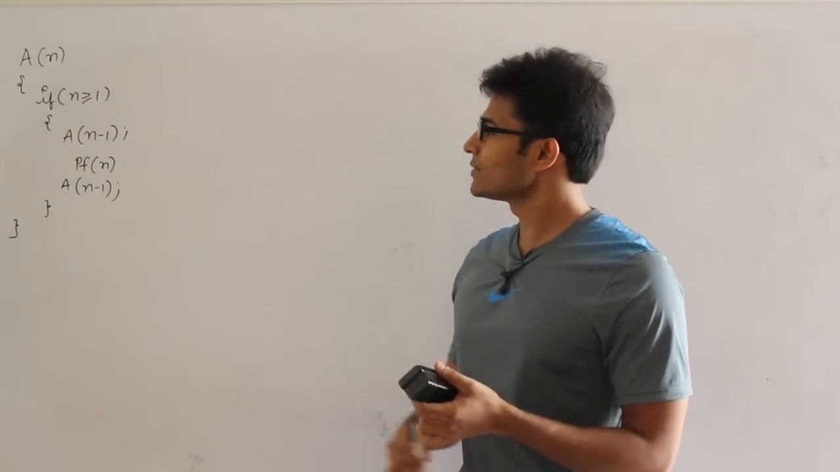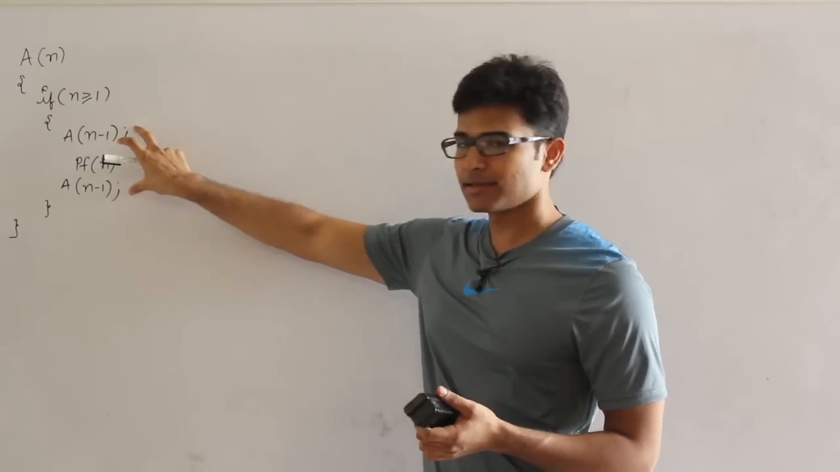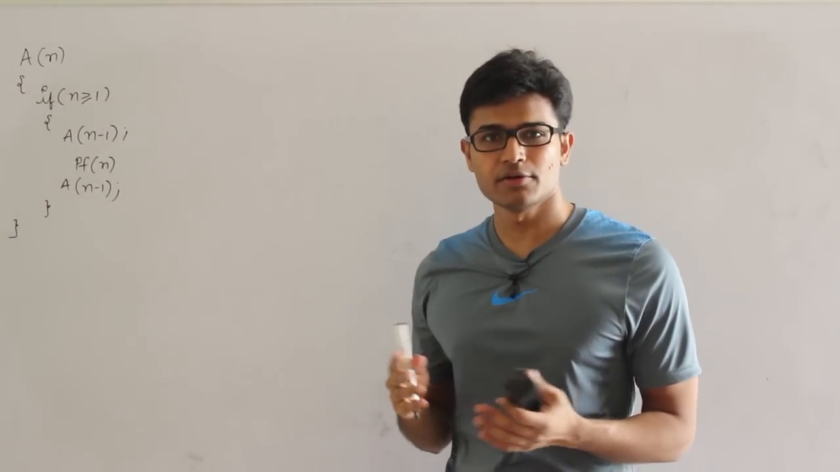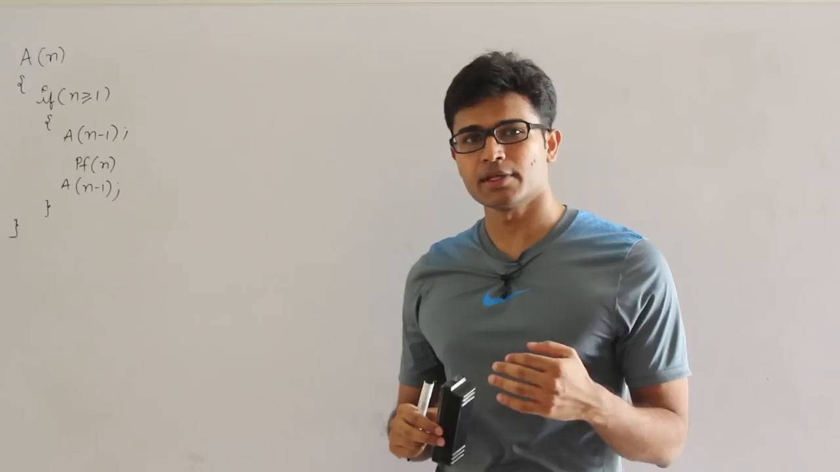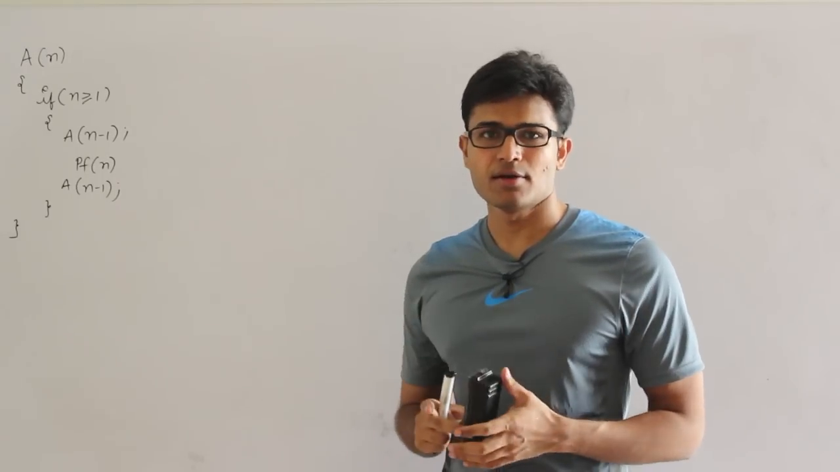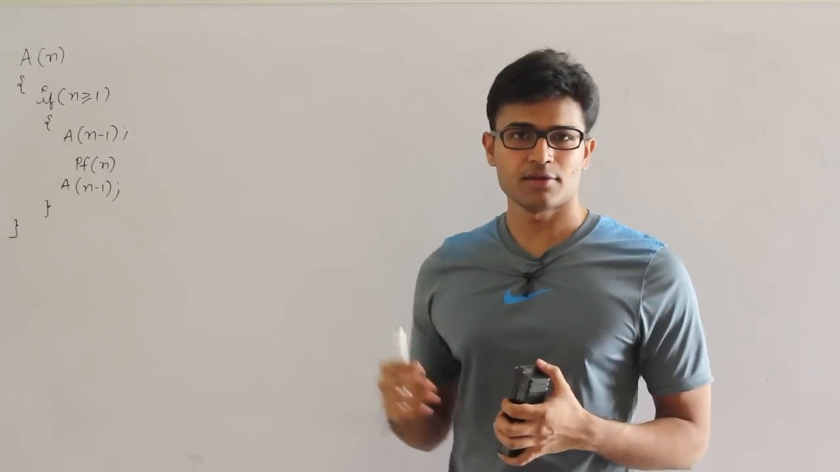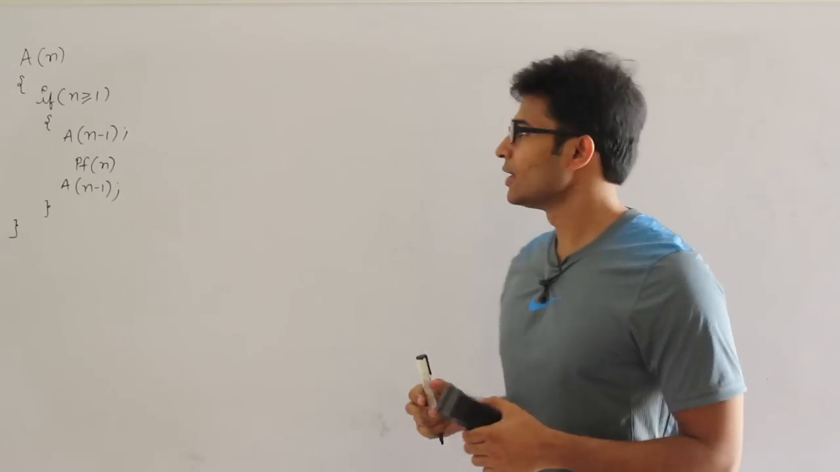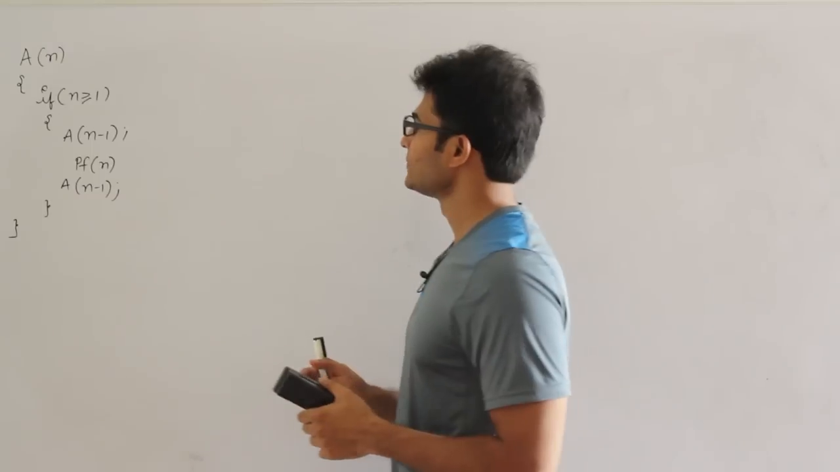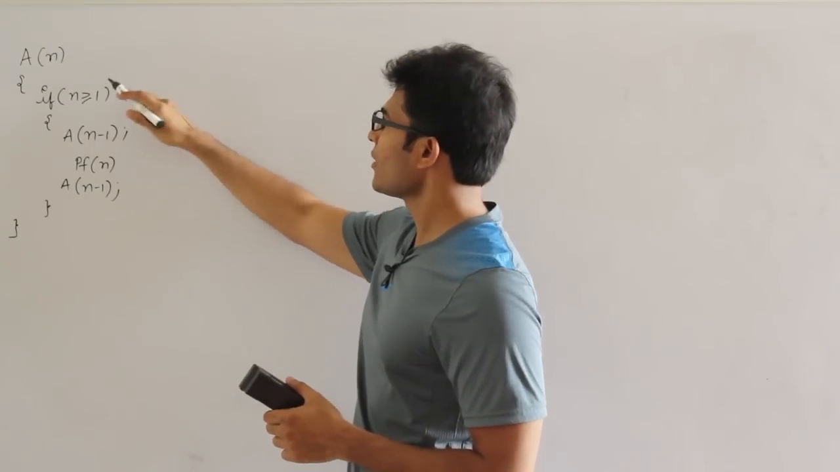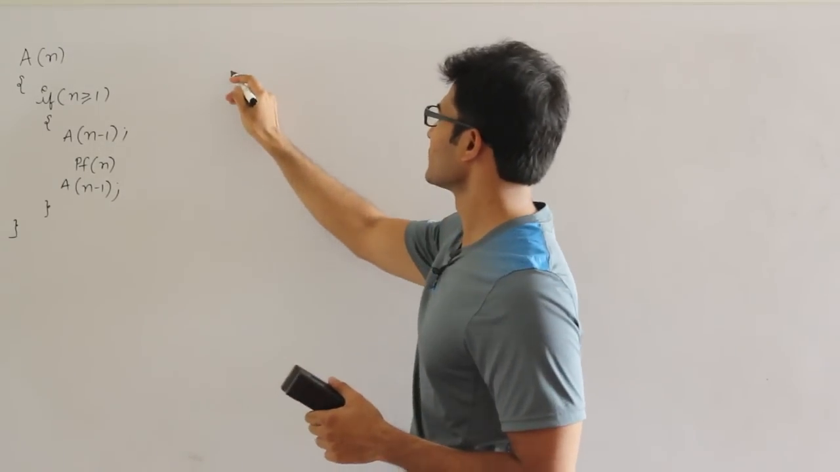So how to analyze this? Since the number of lines are very less, it is always better that you go with the tree method. Once you go with the tree method, then you build the stack and you understand the depth of the stack, then you can find out the space complexity. So let me take a small example. Let me say I have to trace it out on a of 3.